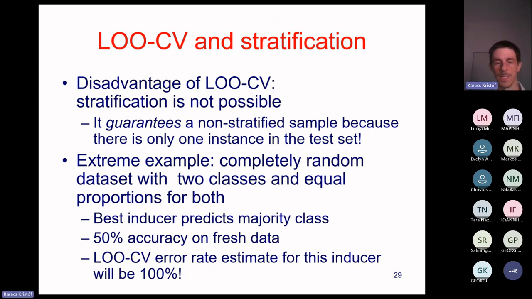And there are certain disadvantages to it too. Stratification is, for example, not possible. And if you have a completely random data set with 2 classes and equal proportions for both, then leave one out cross-validation may return a 100% error rate.